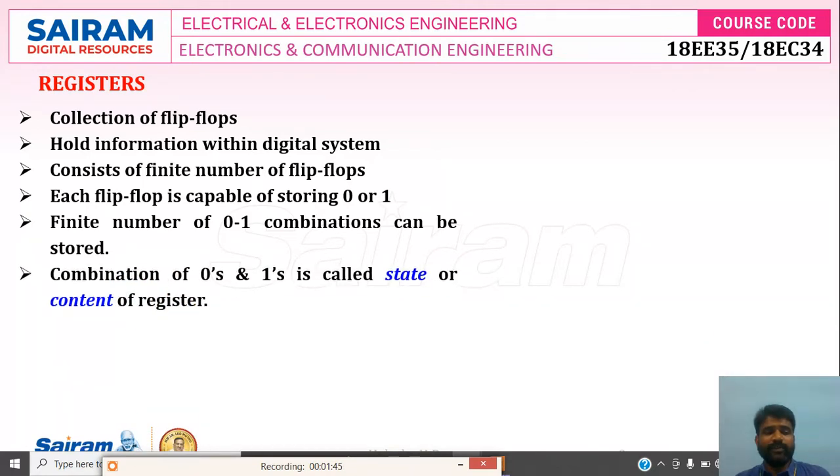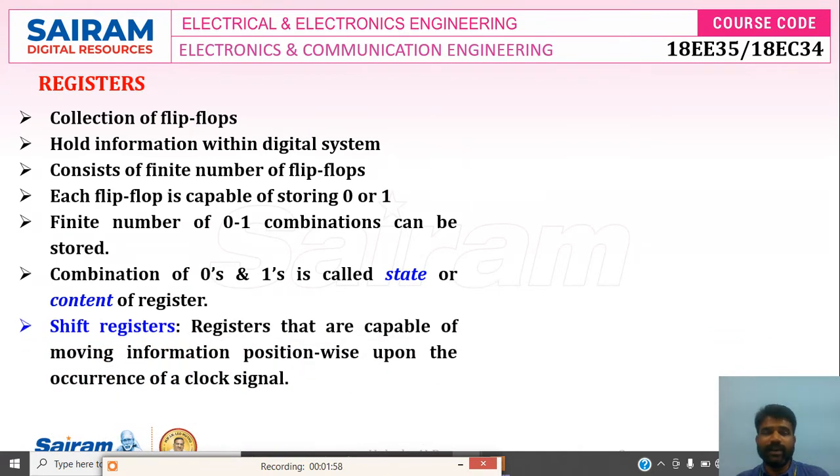See, the combination of zeros and ones is called the state or content of a register. That means the combination of zeros and ones which is stored in the register is called the content or state of a register.